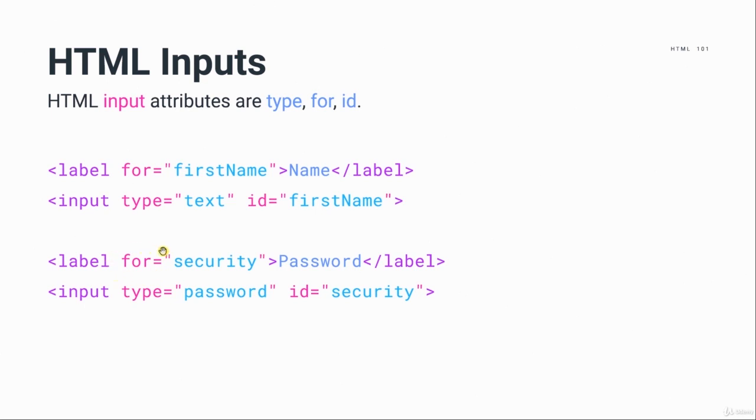The reason we give a for attribute is that when you click on the label, if the for attribute and the ID attribute match, it would direct you to the exact input field. So that's the only reason we use a for attribute when it comes to labels. Alright, let's jump into the action.